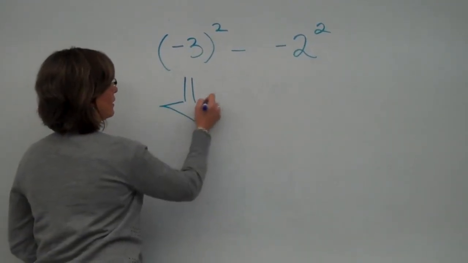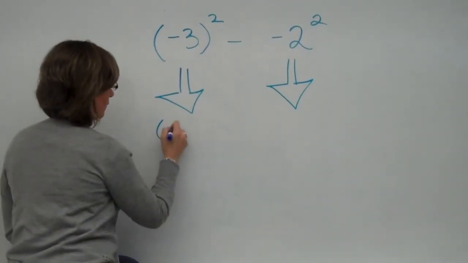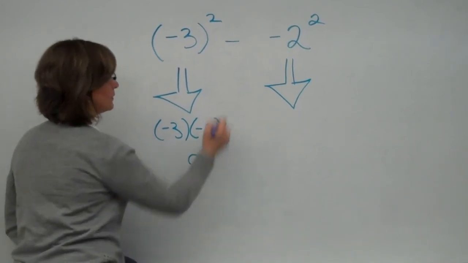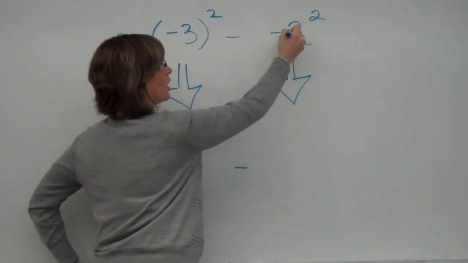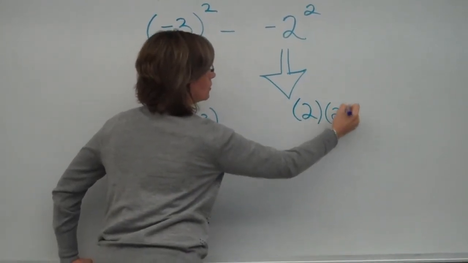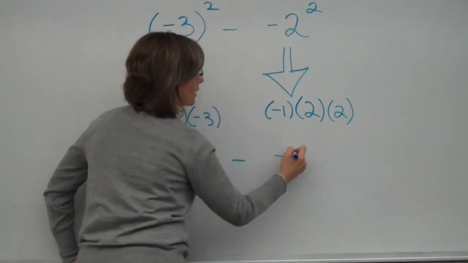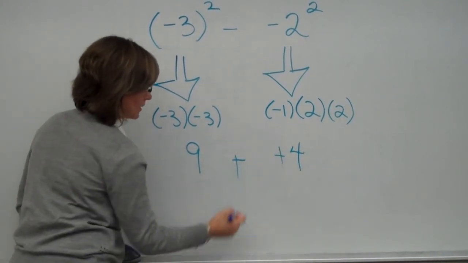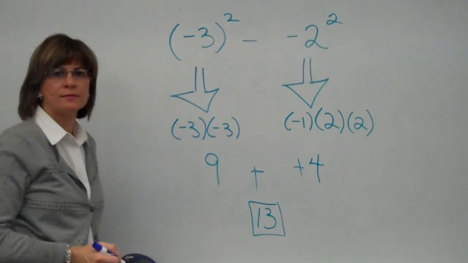So we're going to draw an arrow here. We're going to draw an arrow here. Negative 3 times negative 3 is 9. Bring down the subtraction sign. What does the 2 belong to? It belongs to this 2. So it's 2 times 2. Let's not forget that negative 1, giving us negative 4. Integer problem. Add the opposite, and we get 13. Okay?